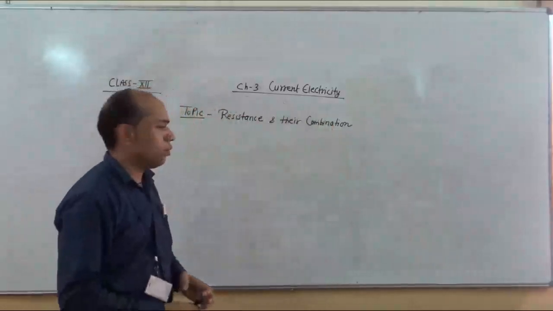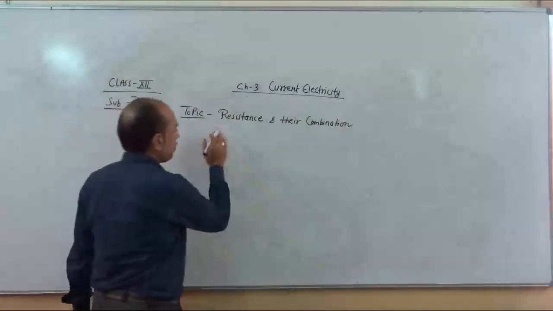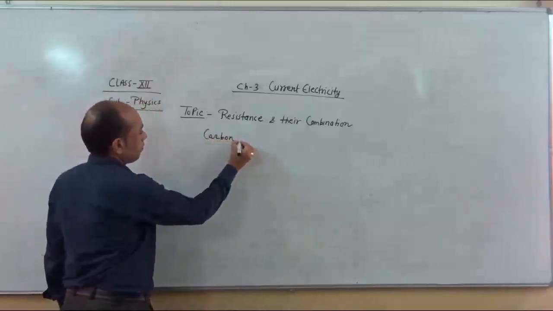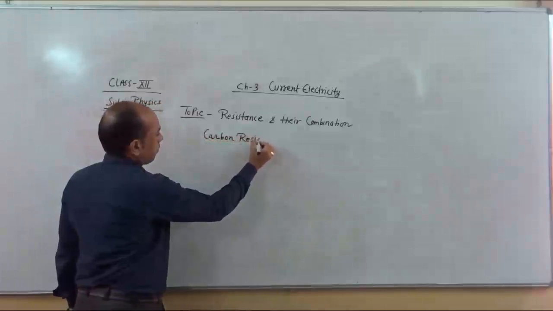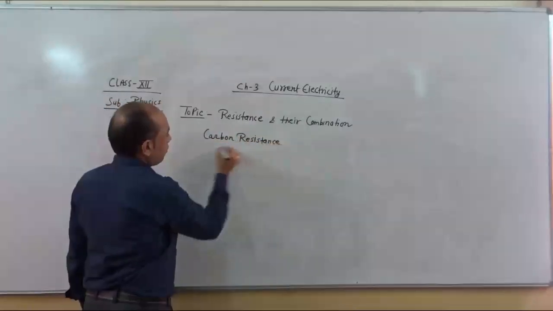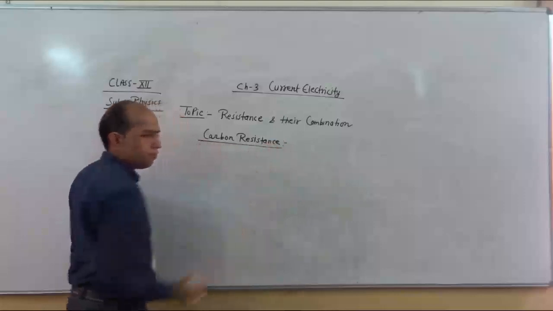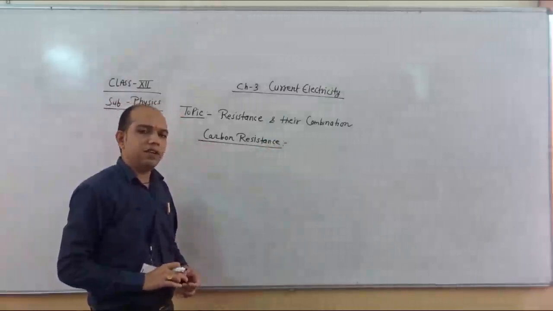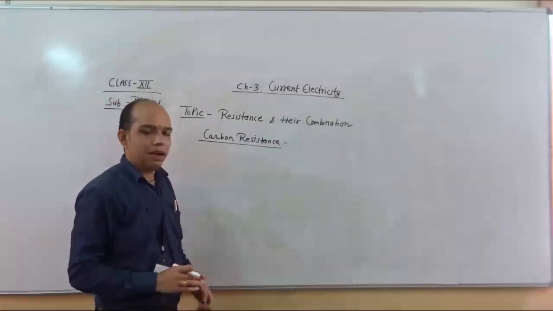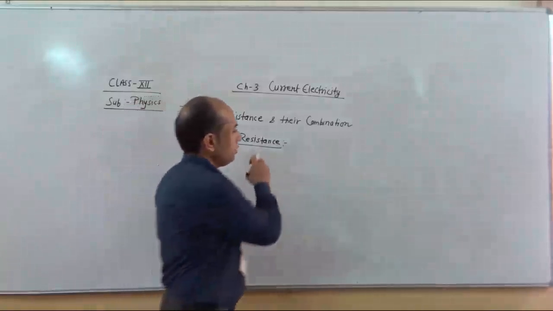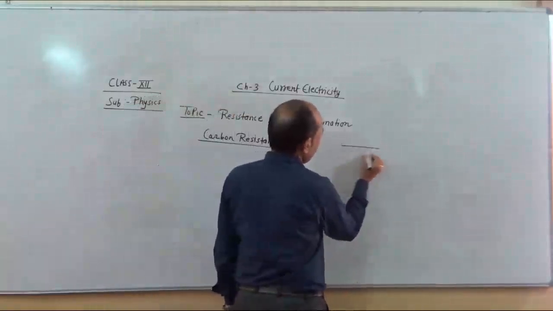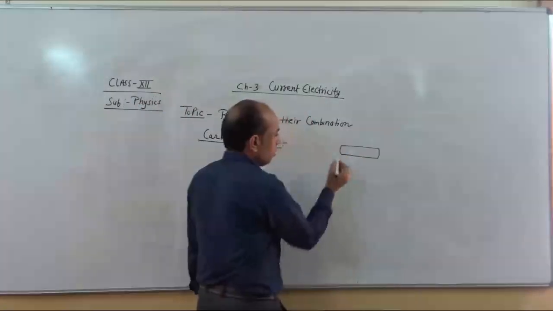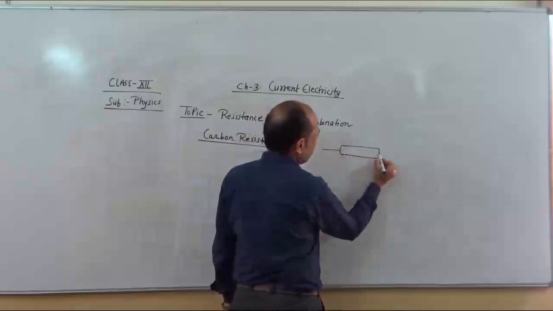Now we discuss how to calculate the resistance for carbon. Carbon resistance is generally used in many electrical circuits like TV, radio and computers. If you see the carbon resistance, it is in the form of a cylinder and it is very small in size, and this cylinder has two terminals.